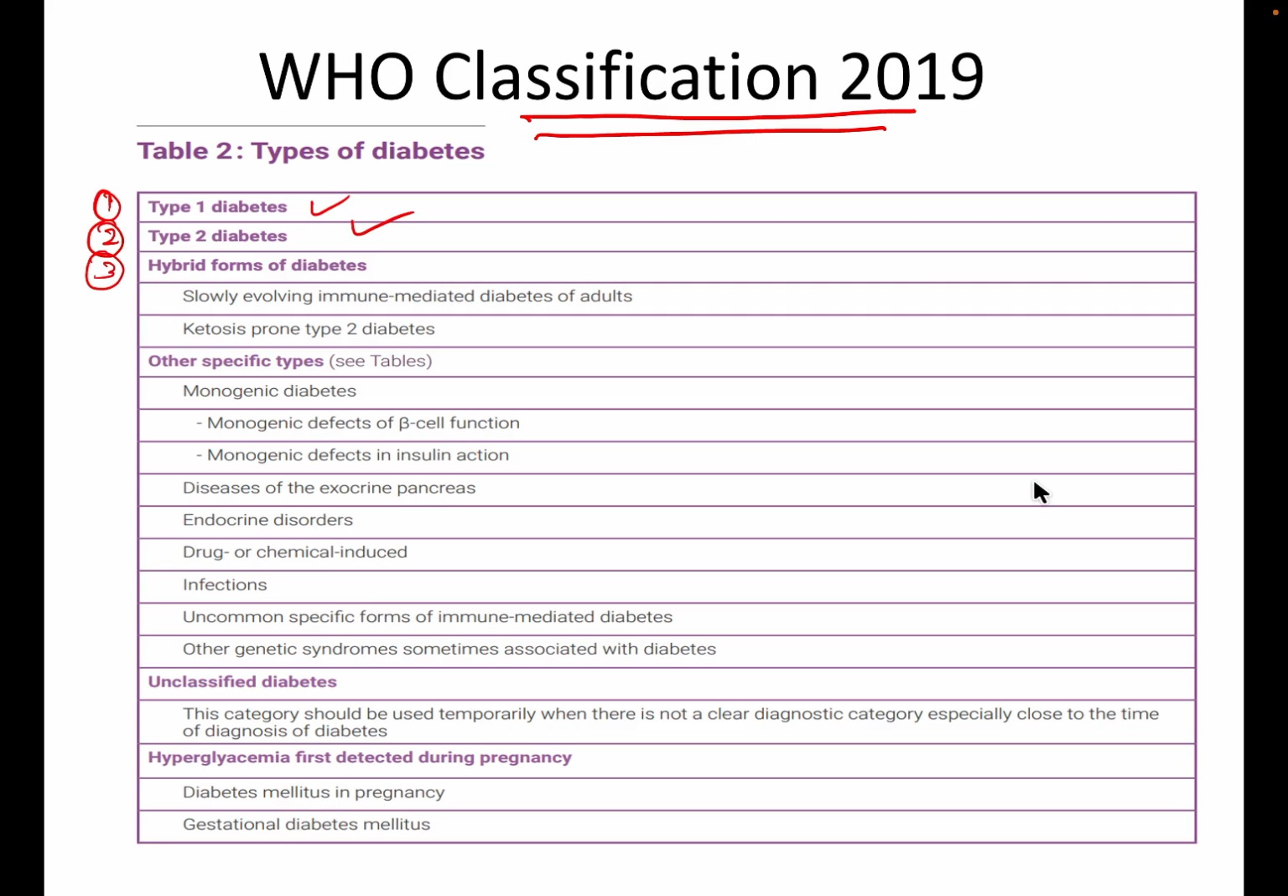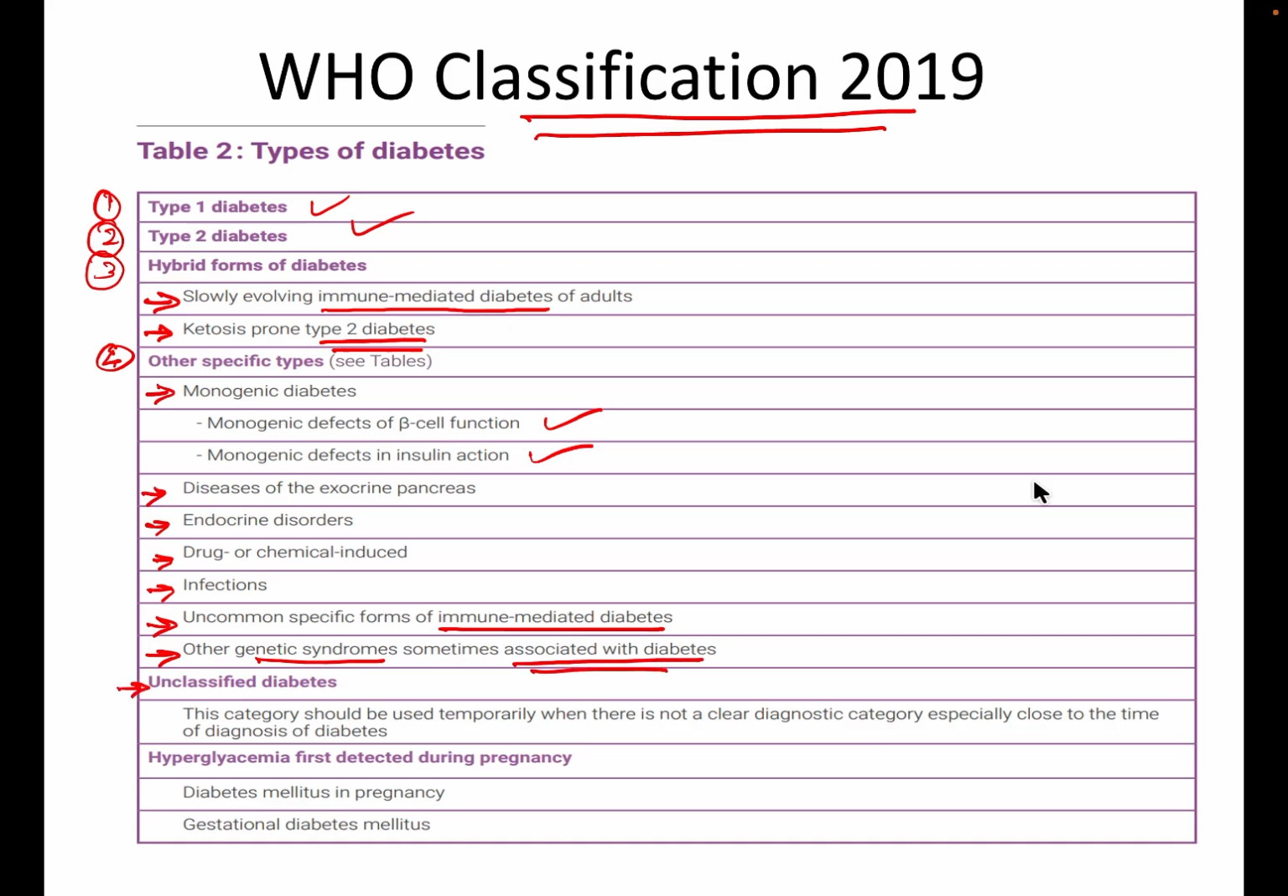then hybrid forms of diabetes mellitus. In this hybrid form, one is slow growing immune mediated diabetes mellitus of adults, the other one is ketosis prone type 2 diabetes mellitus. Then there are other types of diabetes mellitus like monogenic diabetes mellitus, where there will be monogenic defects of beta cell function, monogenic defect in insulin action, then diseases of the exocrine pancreas, endocrine disorders, drug or chemical induced, infections, uncommon specific forms of immune mediated diabetes mellitus, other genetic syndromes associated with diabetes.